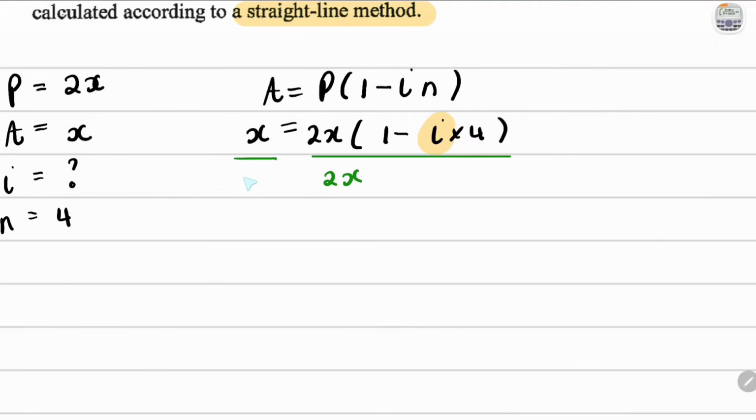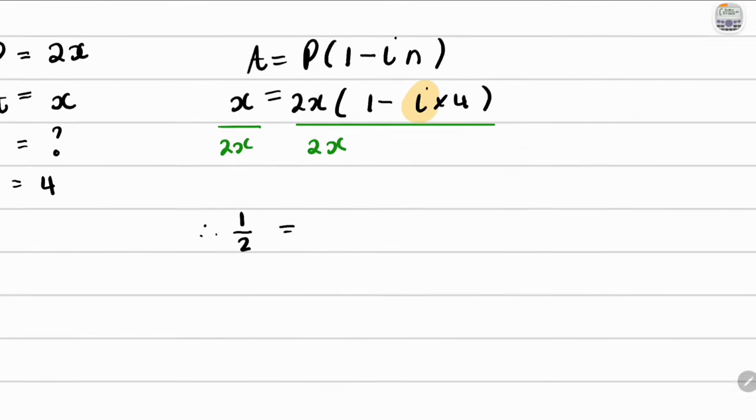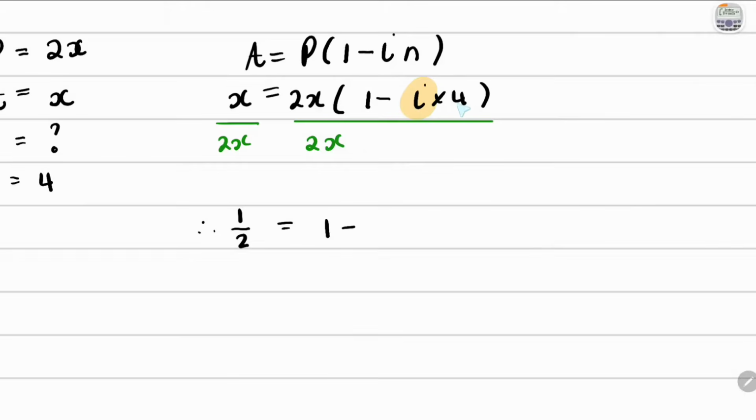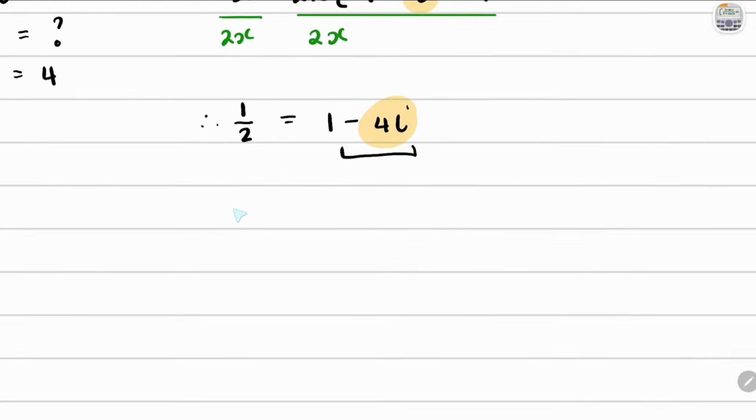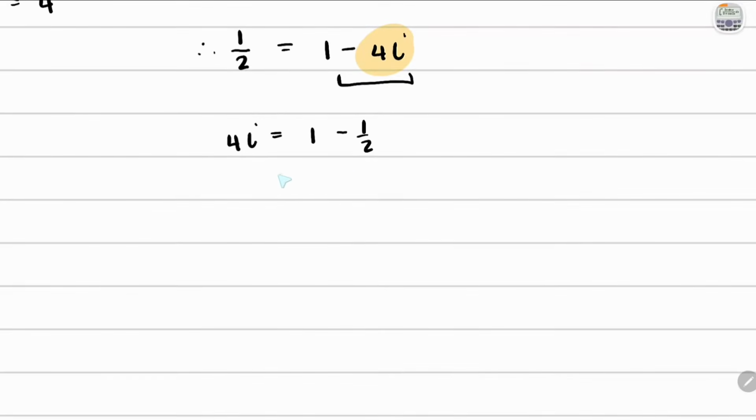Okay, so 2x on both sides, and therefore what happens here? The x cancels. You have an invisible 1 in front of that x, which gives you 1 over 2 is equal to 1 minus i times 4, which is 4i. So we clearly just have to make that the subject so that we can get i. So why don't we take it over since it's already negative? So that is 4i is equal to 1, and take the half over, minus a half. 1 minus a half is just a half, and we have 4i.